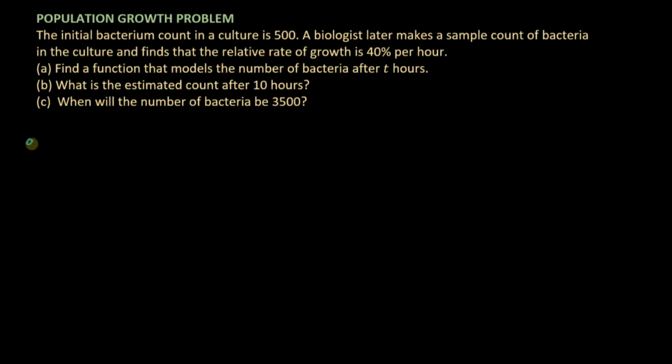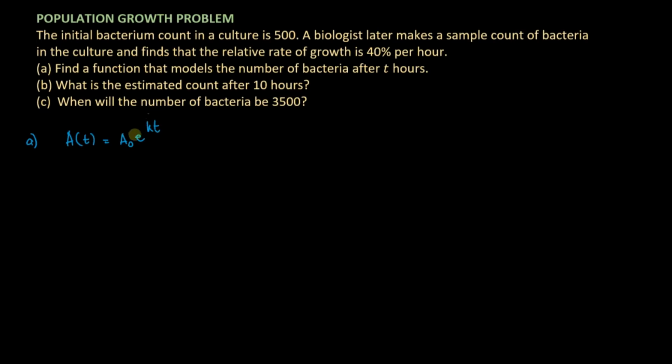Okay, so let's solve this. Letter A, we know that the function that represents the population growth is denoted by A of t equal to A sub 0, the initial number of bacteria, times e raised to kt, where t is time and k is the relative rate of growth.